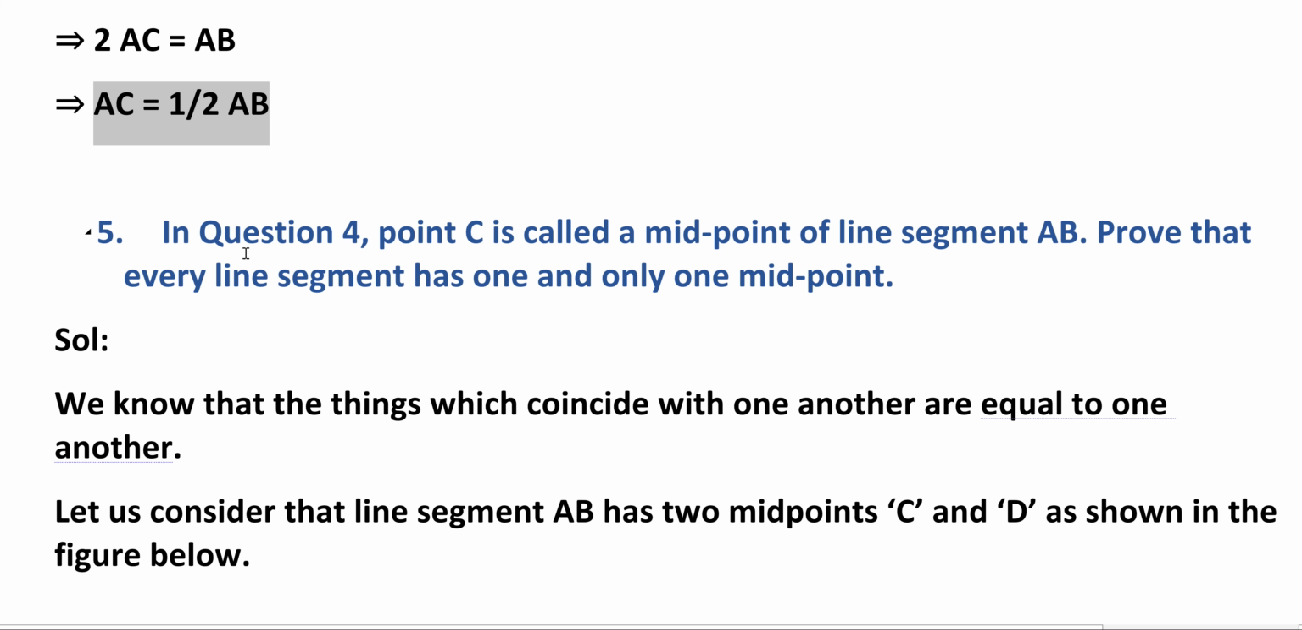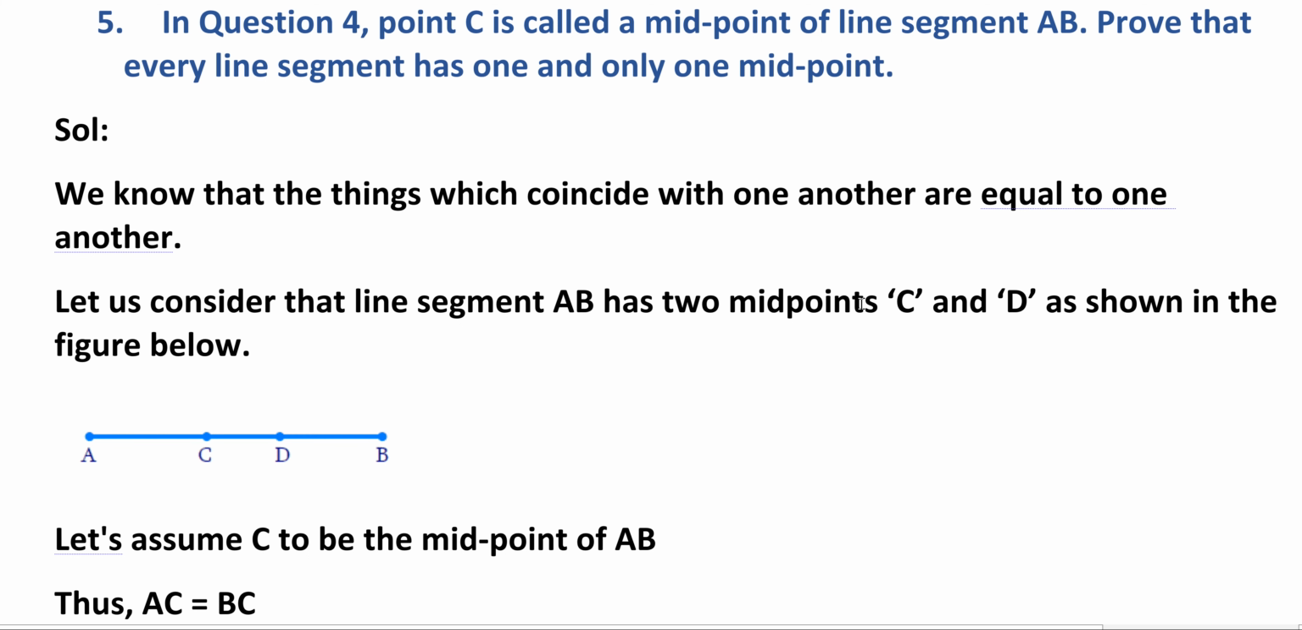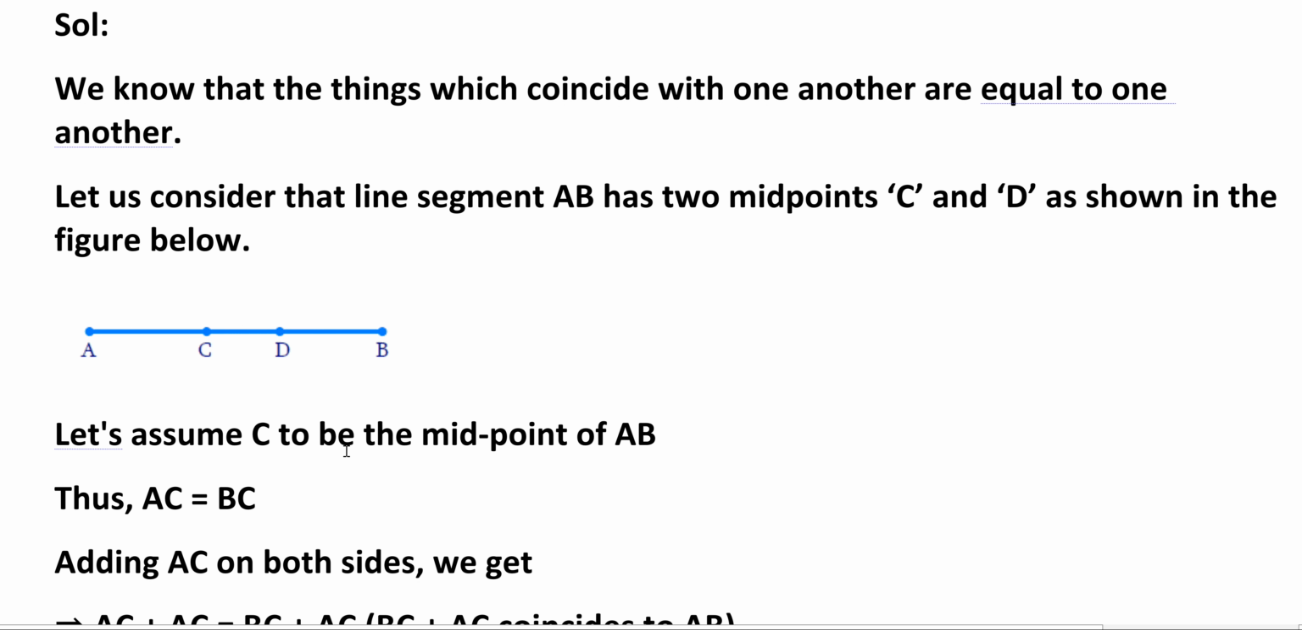Fifth problem. In question 4, point C is called the midpoint of the line AB. Prove that every line segment has one and only one midpoint. Solution. We know that things which coincide with one another are equal to one another. Let us consider that line segment AB has two midpoints C and D, as shown in the figure below. Let's assume C is a midpoint of AB. First assume C is the midpoint of AB.